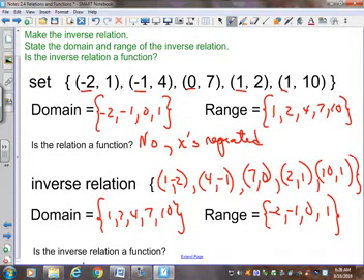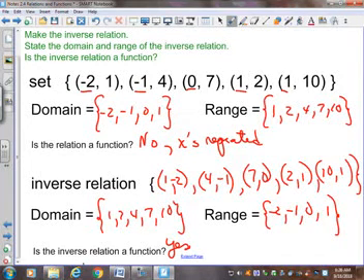So if I ask you to give me the range of an inverse, you just have to use the domain of the original, because it's the same thing. Or vice versa. If I ask you to find the domain of the inverse, you just need to use the range of the original and it'll become the domain. So now when we look at our new x's, they don't repeat. And so therefore the inverse is a function because the x's don't repeat.